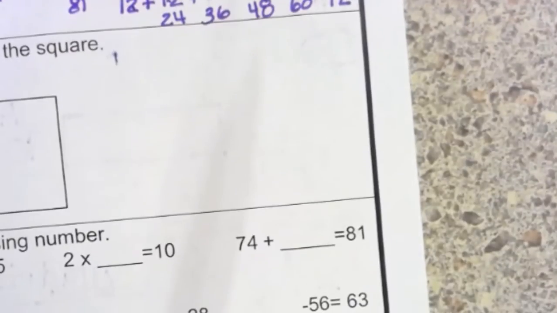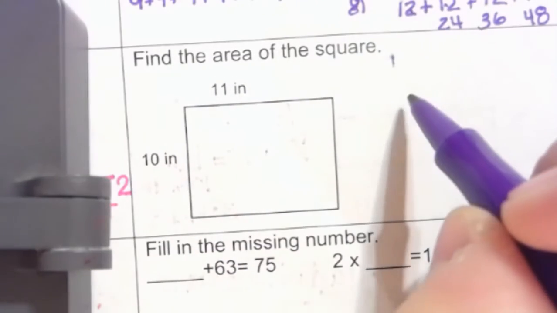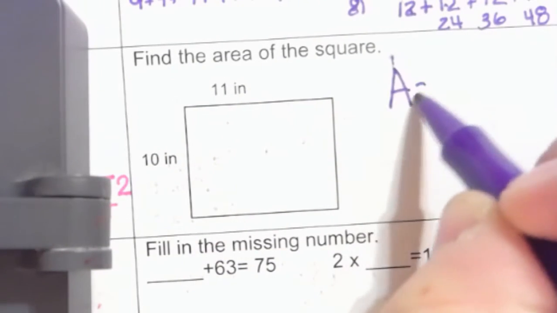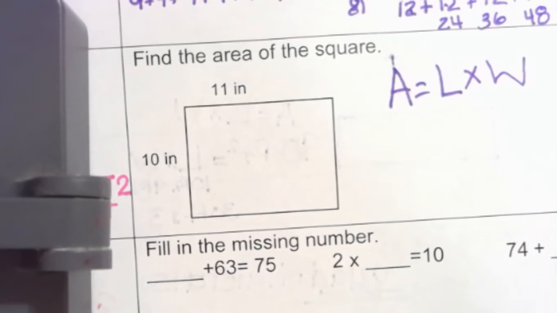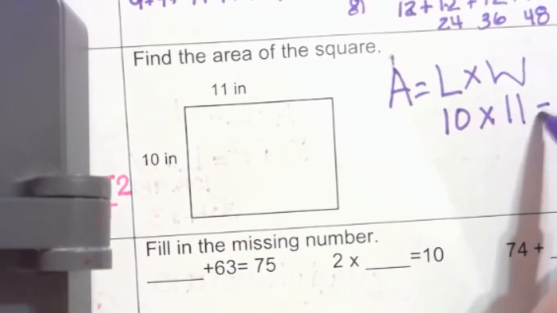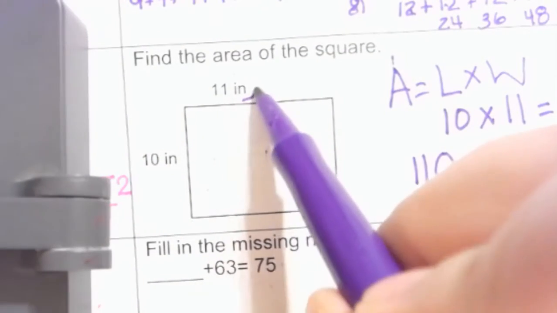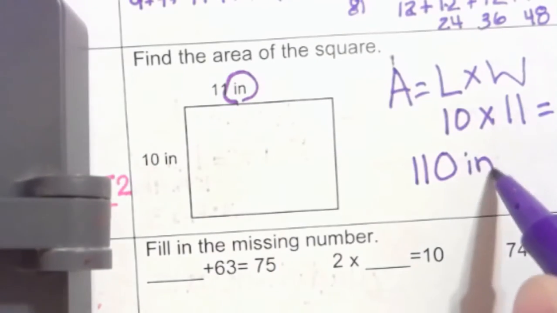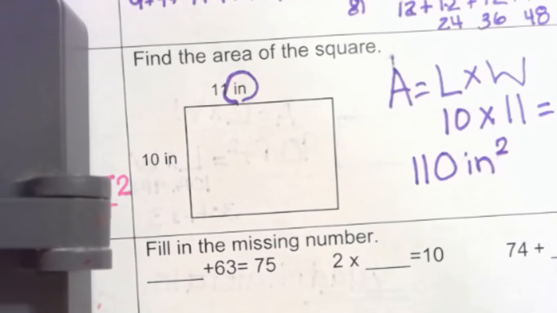Moving on. We need the area of this square. And what is the formula for area? Area equals length times width. Look at that. We could say 10 times 11. 10 times 11 is 110. My unit is inches. And I'm doing area. We're counting how many squares could fit in that box. 110 inches square or 110 square inches.